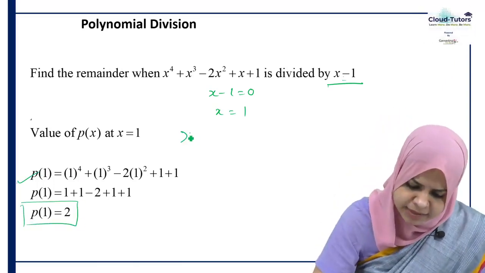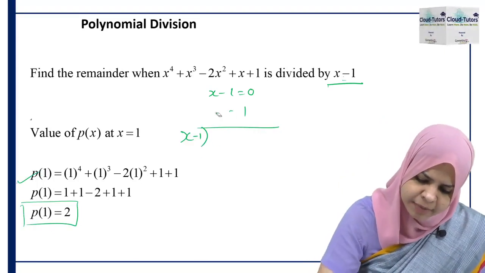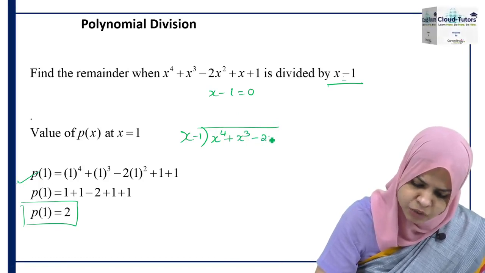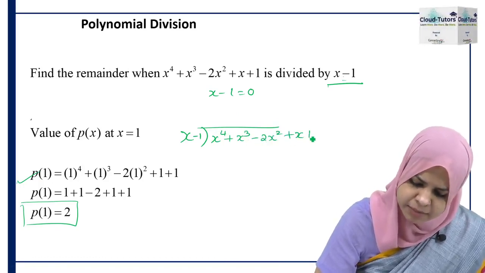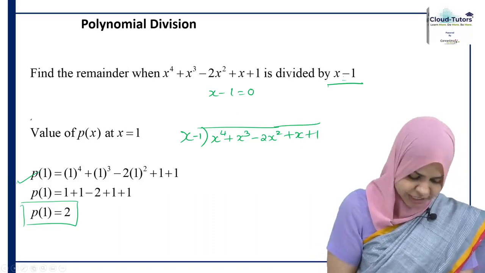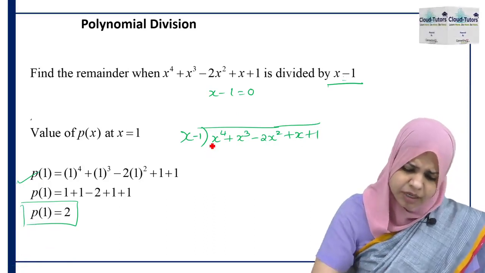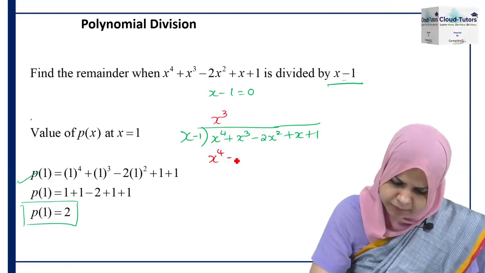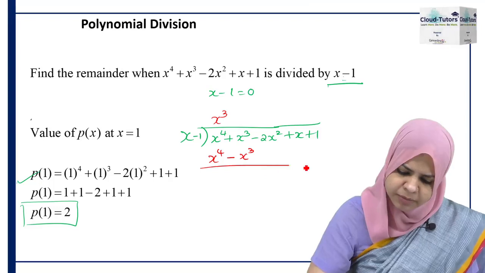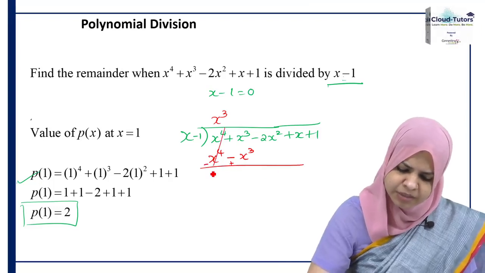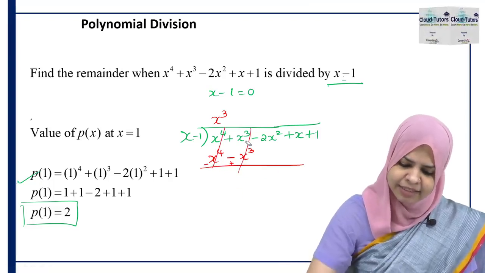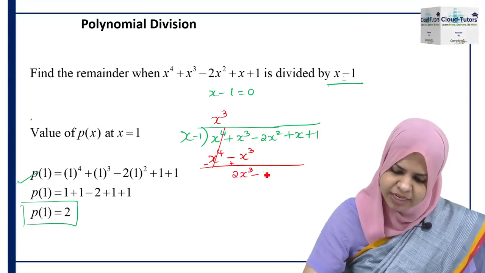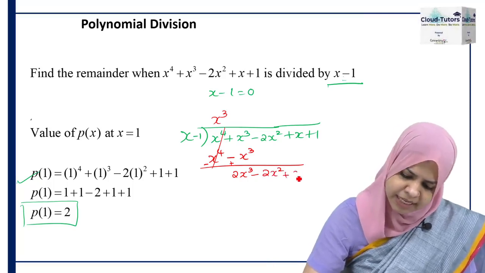Let's do it. x minus 1 divided by x to the power of 4 plus x cube minus 2x square plus x plus 1. Quite big expression, right? Yes. So x cube I will multiply. So it becomes x power 4. Then minus x cube. Subtract. So this becomes minus, this becomes plus. Gone, gone. Aha! It is not gone. It has been added up. 2x cube. Then remaining expression as it is, minus 2x square plus x plus 1.